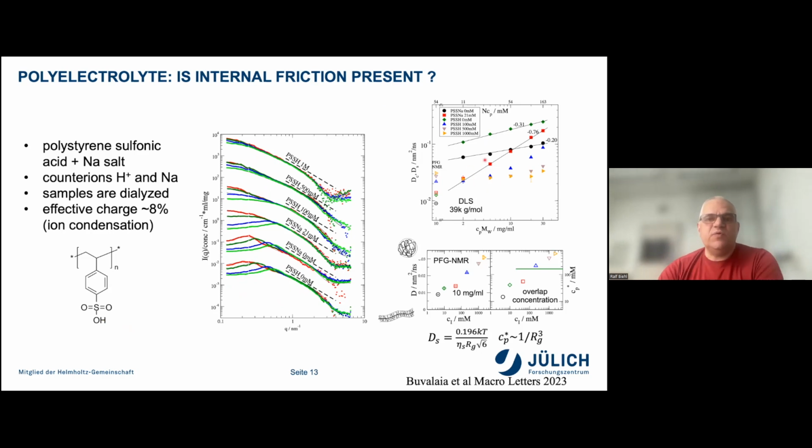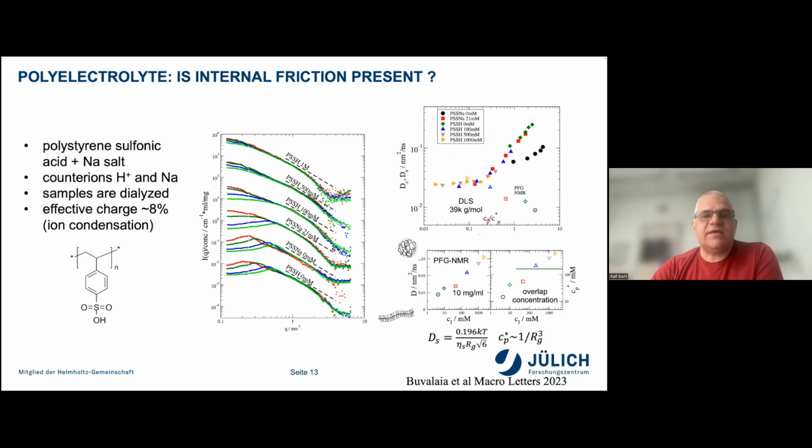That looks a bit confused at the moment because it's difficult to understand what you see. But with PFG NMR, we can measure the self-diffusion, and from the self-diffusion, we can calculate the radius of gyration and the overlap concentration, and now we can rescale this. And if it is rescaled, then we see that this basically falls all onto one line.